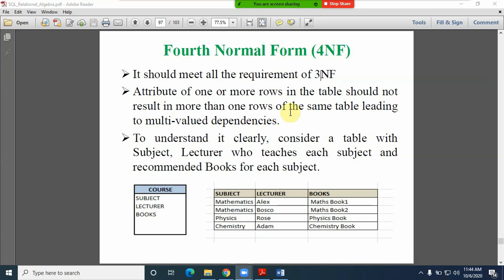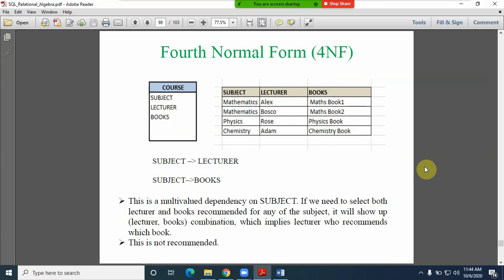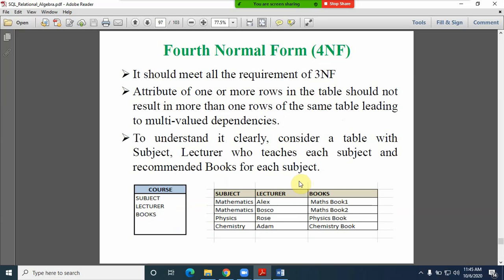In this particular case, our expectation is that an attribute of one or more rows in the table should not result in more than one row of the same table, leading to multi-value dependency. Now, if I take the subject mathematics, we have two lecturers, Alex as well as Bosco. Similarly, for the subject we have the books also, maths book 1 and maths book 2. Both conditions should not be repeated. That's what we are seeing here, friends.